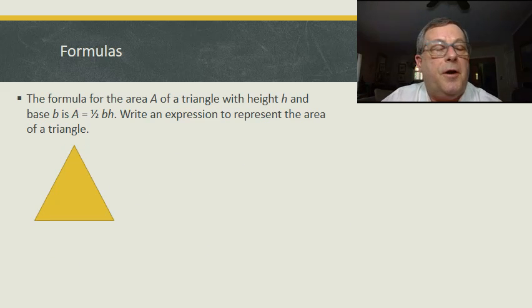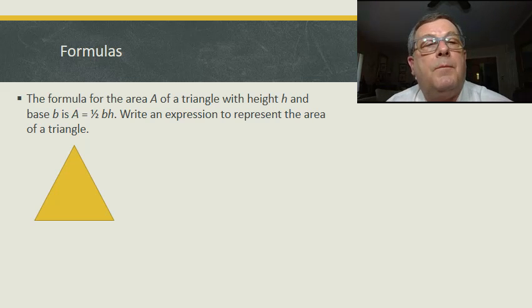Well, now let's look at another formula. This has got a little bit of geometry to it. Thought you'd gotten away from geometry, but no, you haven't. All right, let's read our problem here. So the formula for the area of a triangle with height and base is equal to A for area equals 1/2 the base times the height. Write an expression to represent the area.